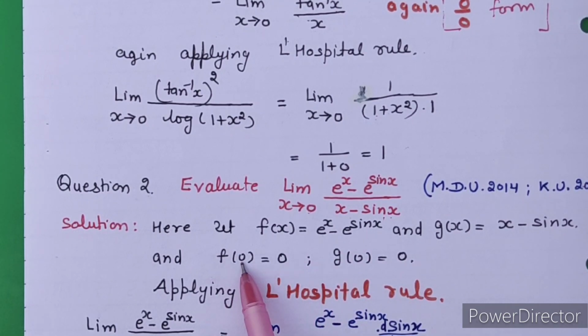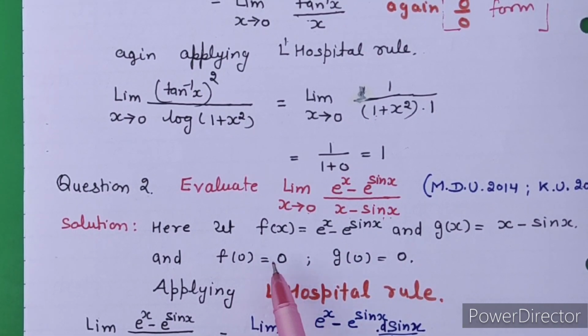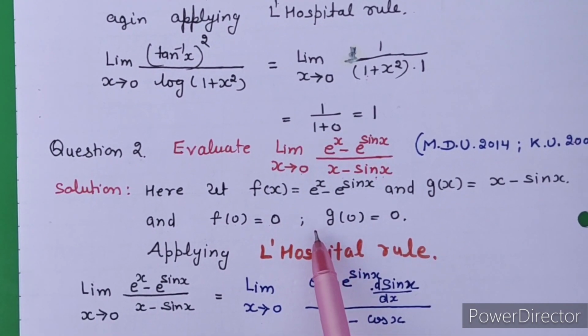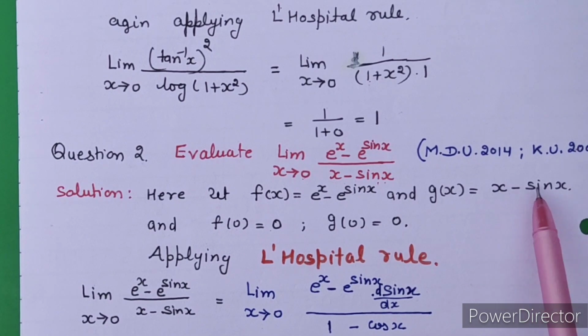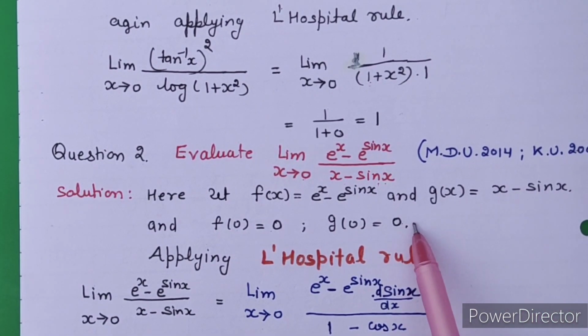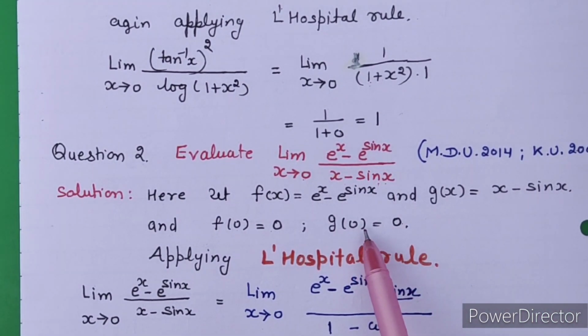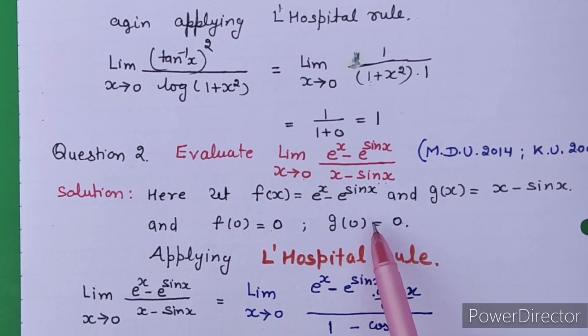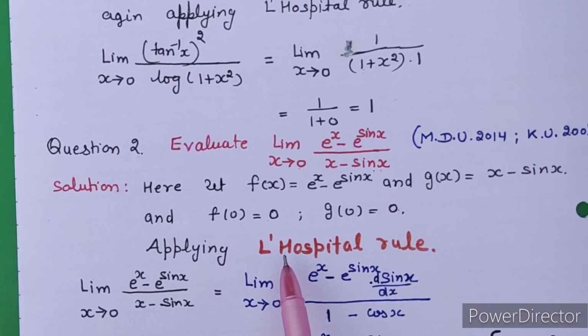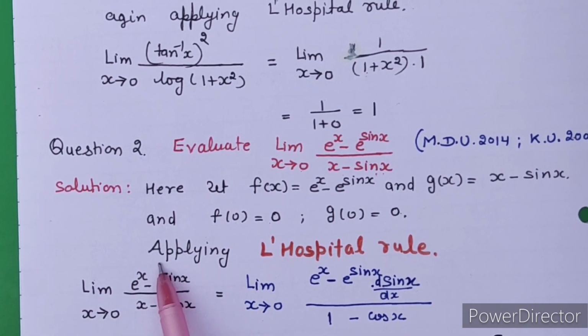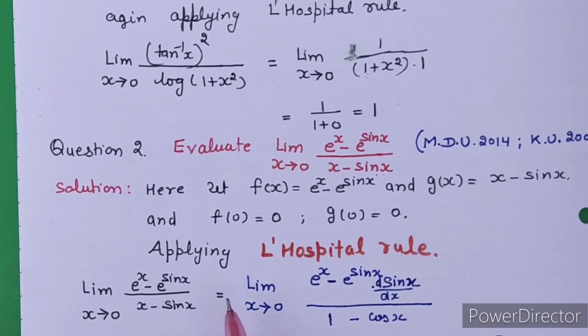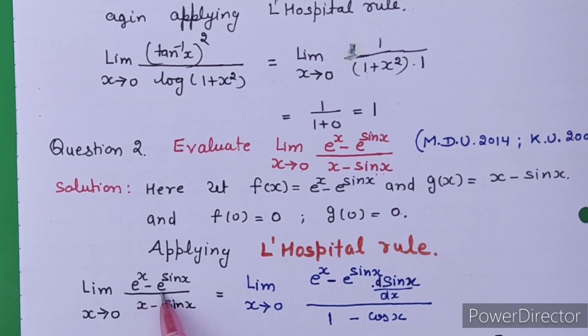So function at 0 is equal to 0 here, and g at 0, 0 minus sin 0, that is 0, then 0 minus 0 is 0. So this is again a 0 value. So we can apply the L'Hopital rule in this limit expression. So this expression is now equal to limit x tends to 0, I will write here the derivative of this function.